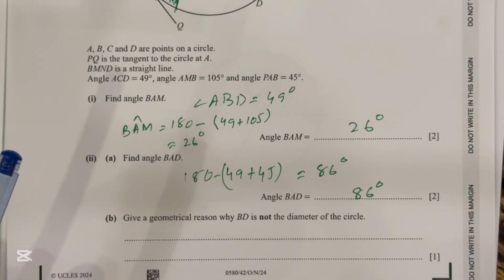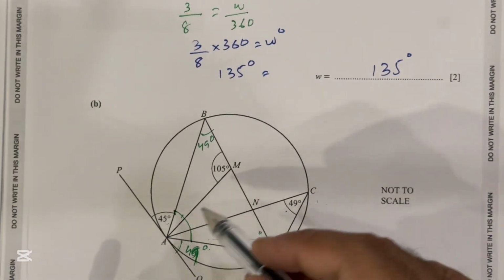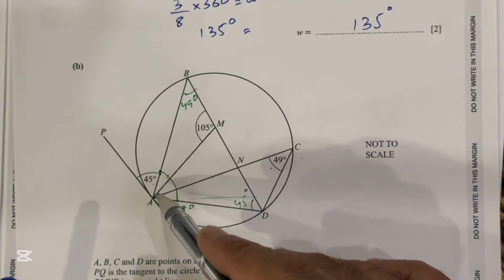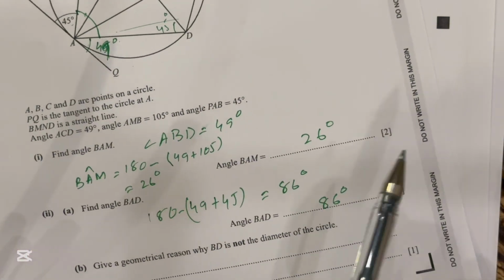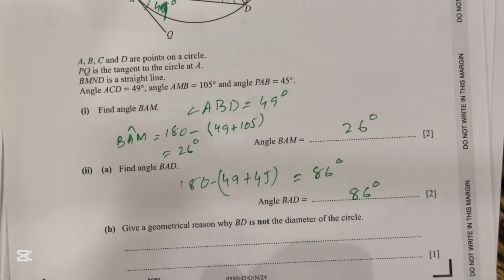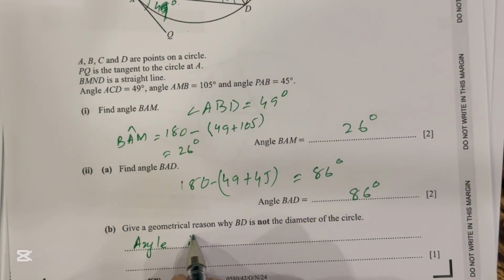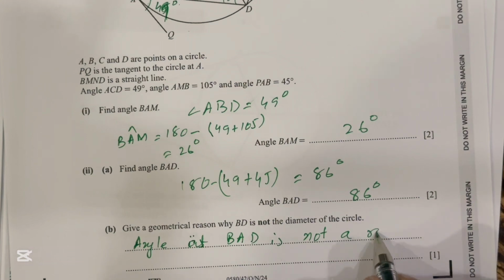Now give a geometrical reason why BD is not the diameter of the circle. If BD was diameter of the circle, then their endpoints should make a 90 degree over here, right angle. So as we have calculated, it is making 86 degrees. So that's why it is not a diameter of the circle. So you can write angle at BAD is not a right angle.